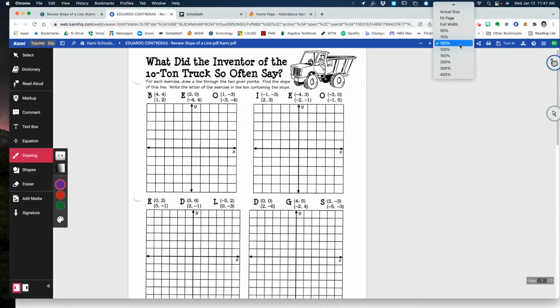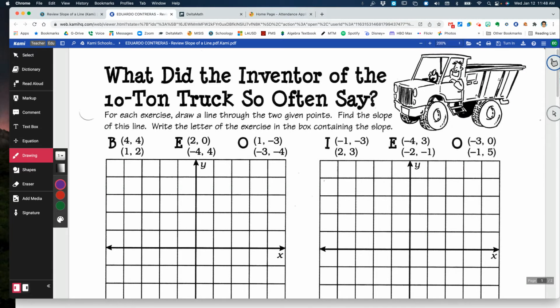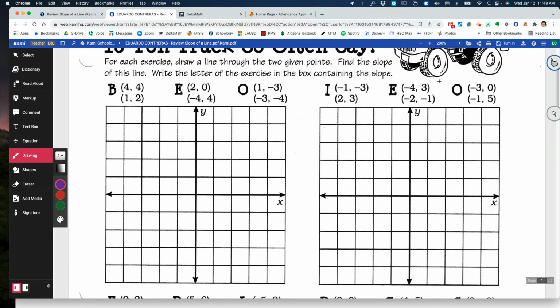Let's do this. Zoom up to about 200, so it's nice and big. We can all see what you're doing.